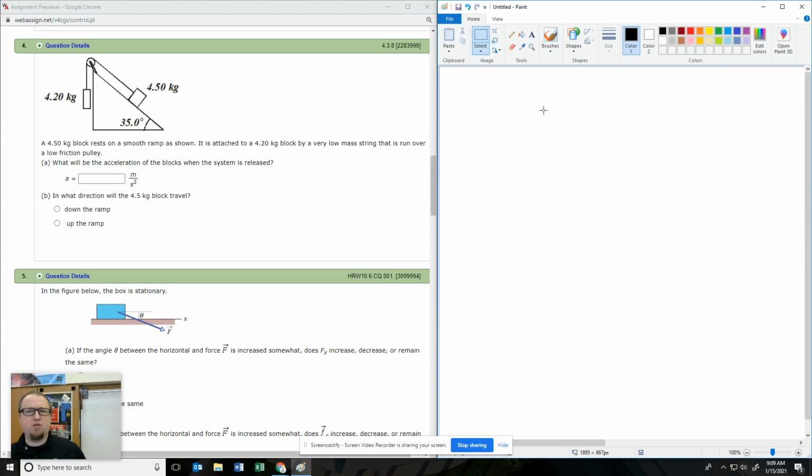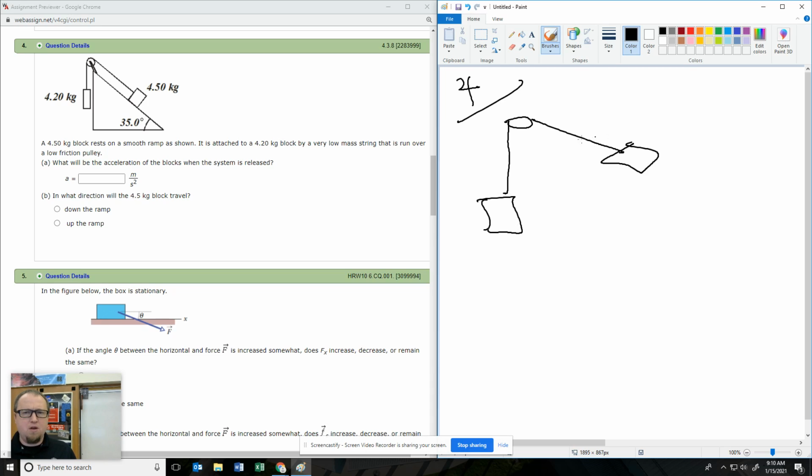So let's look at our situation on number 4. Number 4, I have a system. I have multiple forces. I have this guy attached to this guy. What we need to do is think through what the forces are. So let's start on this guy. This guy is 4.2 kilograms. So if I take 4.2 times 9.8, get 41.16 newtons. Okay, that's the force there.